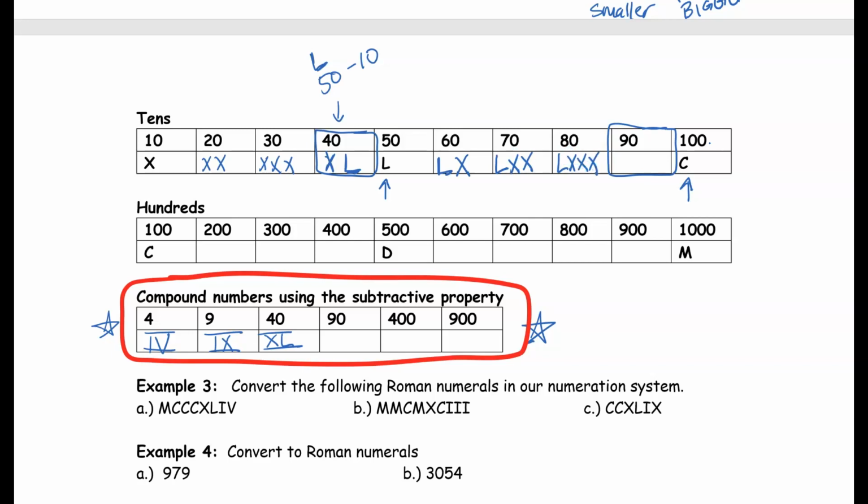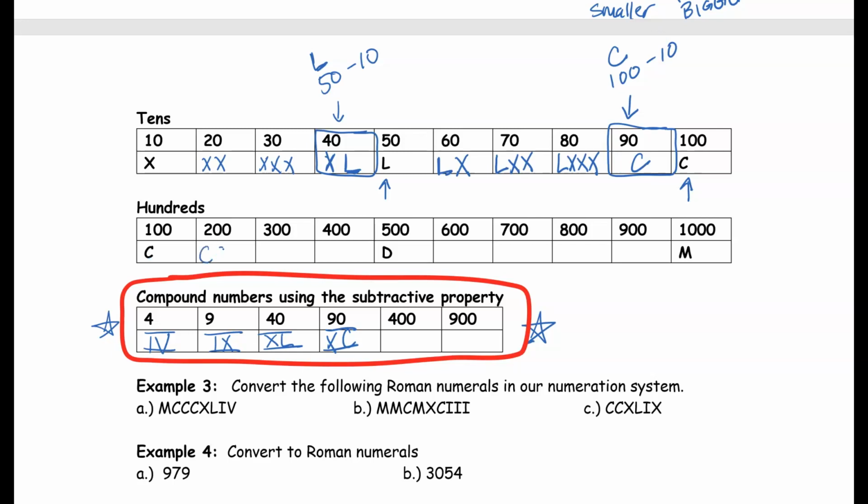90 is directly before the 100, so to get 90, I'm going to take 100 and I'm going to subtract the 10. 100 is C, 10 is X, so I'm going to write the X before the C. So 90 is XC, okay? Same thing down here. So 100, I've got a new symbol, is C.